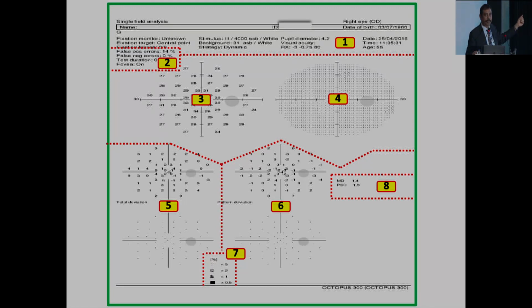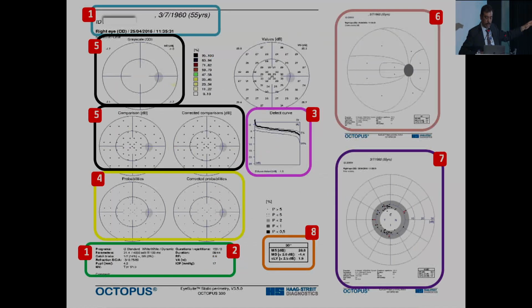Zone 5 is the total deviation, but I want you to see this. In zone 5 and zone 6 you see some minus values. That is how much it is deviated from the normals. But in the Octopus, it will not show any minus values. The deviations will be shown only in plus values. And if it is less than 5 decibel loss, it will not show any values. It will show only a plus. There is some change, but the values are less than 5 decibels. So that is what it indicates.